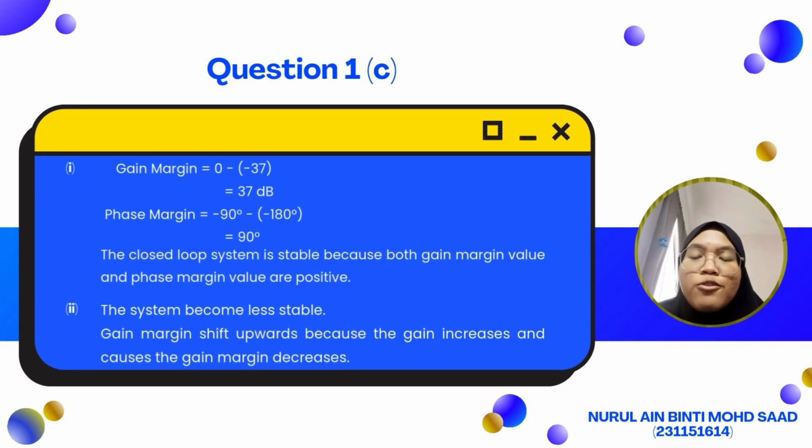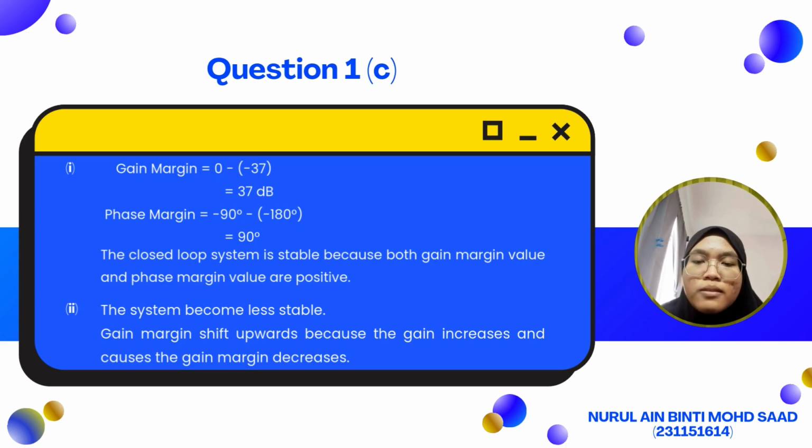Question 1C. For Roman 1, the question asks to get the gain margin and phase margin, and whether it's stable or not, and the reason. For the gain margin, I got 0 minus negative 37 equals 37 dB. And the phase margin equals negative 90 degree minus negative 180 degree, and I get positive 90 degree. The closed loop system is stable because both the gain margin value and the phase margin value are positive.